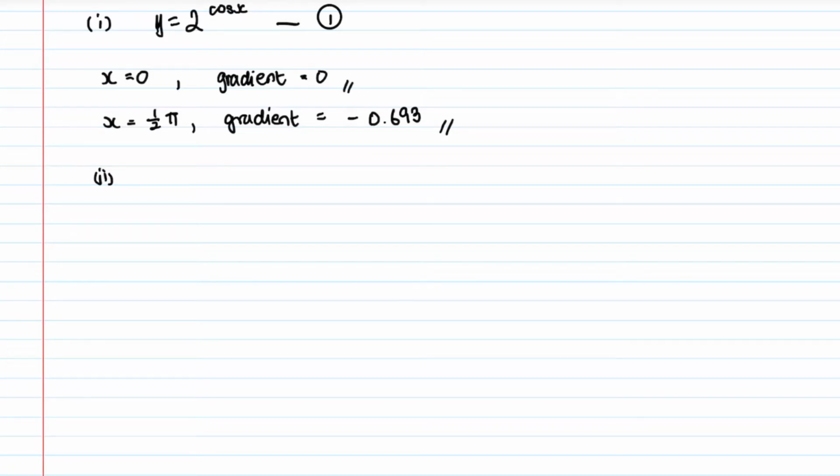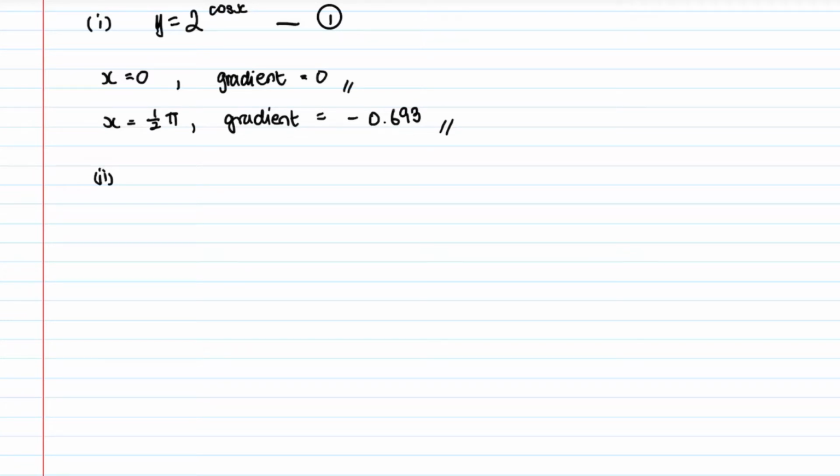Part 2 is where it gets a bit more tricky. Part 2 is asking you to find the equations, meaning there's going to be more than one equation of the tangents to this curve at the points where x equals 0 and x equals half pi, and find the coordinates of the point where these tangents meet. So firstly, you're going to be finding the two different tangents to this curve. Secondly, you're going to be finding the point of intersection between these two tangents.